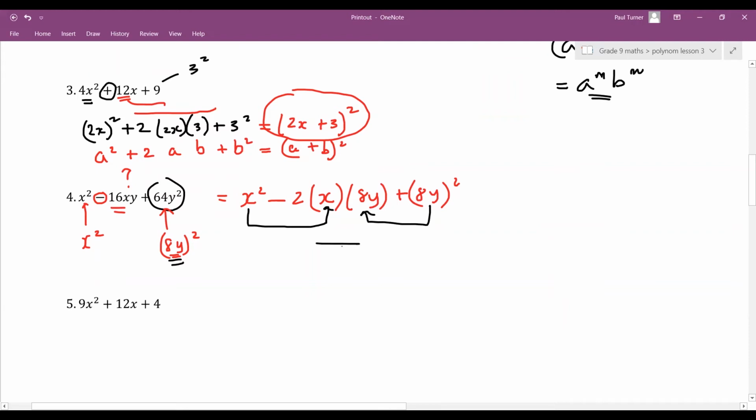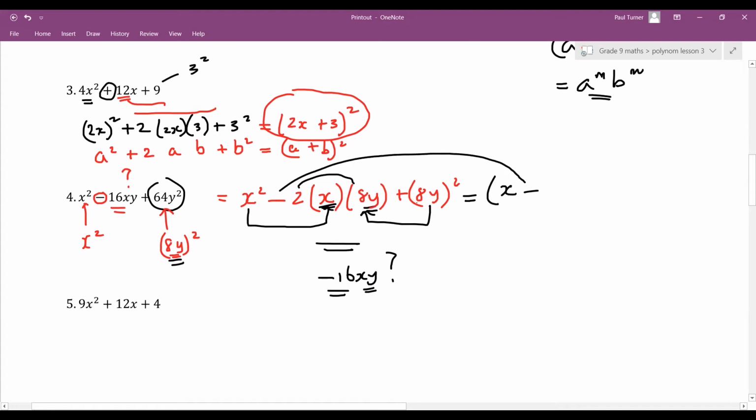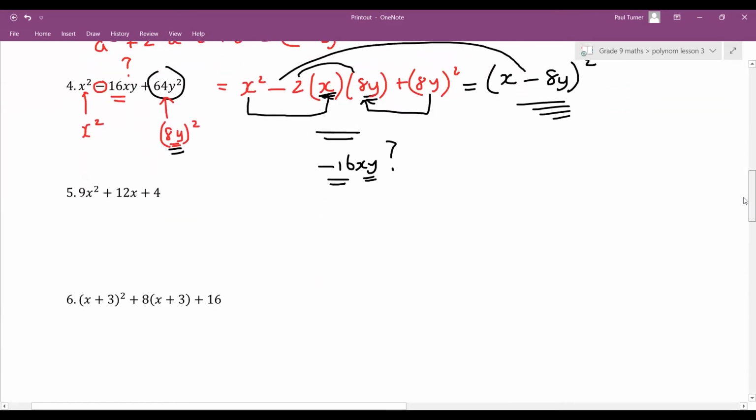So just check this. Is this minus 16xy? So minus 2 times 8 is minus 16. Good. And you've got x, y. Good. So this is the correct answer. So then we would write x, use the same sign, minus, and the last term, 8y, all squared. That's your answer there. Okay. So I'll scroll up a little bit. We'll do one more, and then two more.